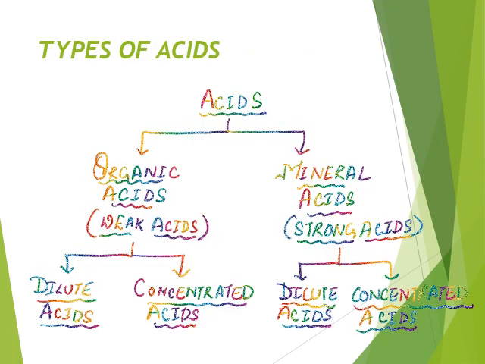These acids are basically of two types, organic acids and mineral acids. These organic acids are weak acids, whereas the mineral acids are strong acids. Organic acids are of natural occurrence and mineral acids are prepared artificially. Now both of them, whether organic or mineral acids, can be dilute and concentrated. So we will study about each of them in detail.